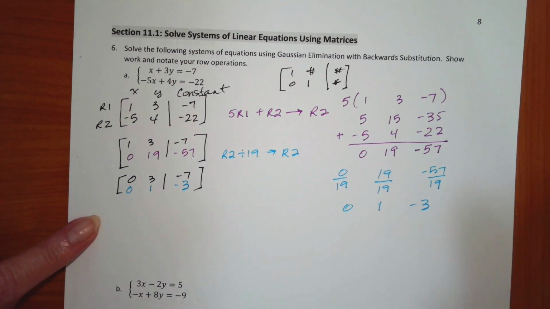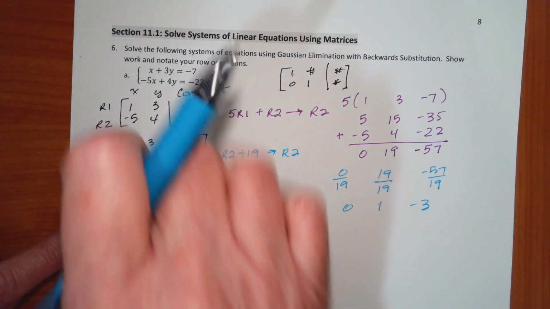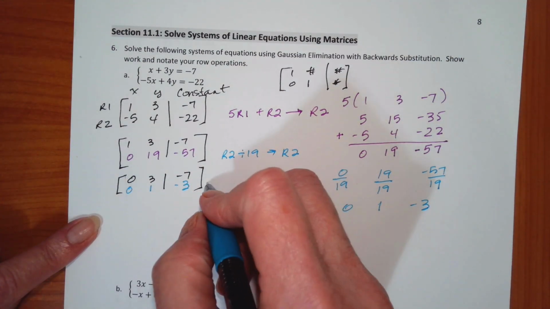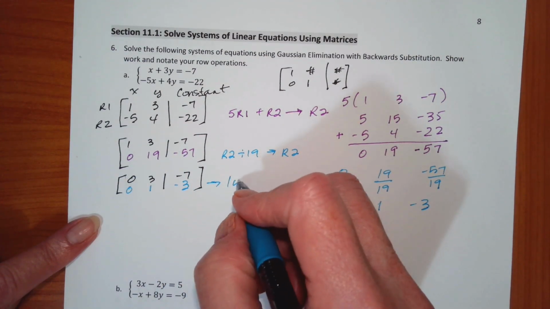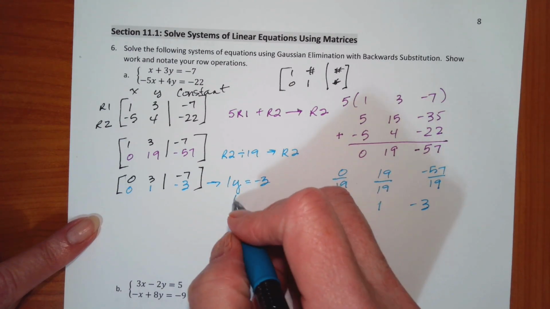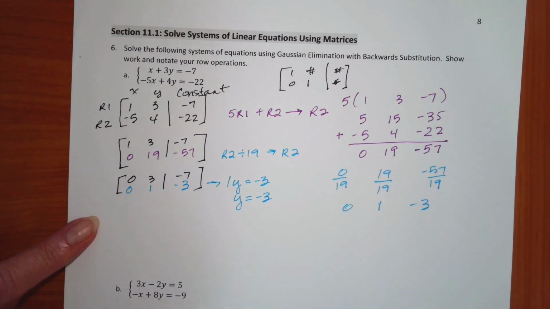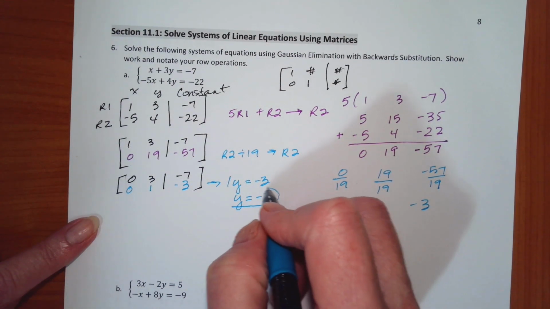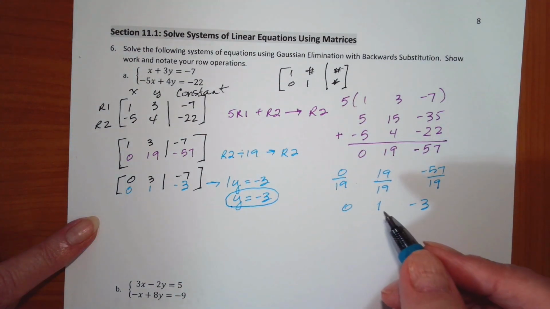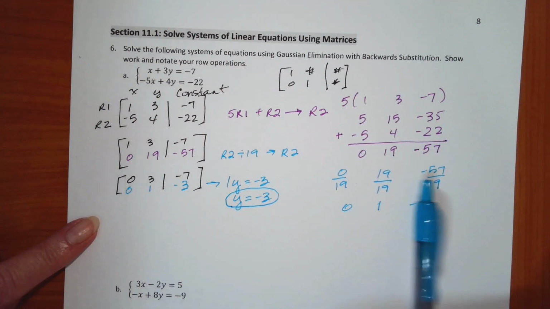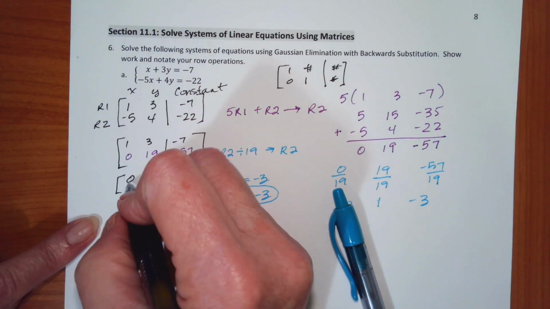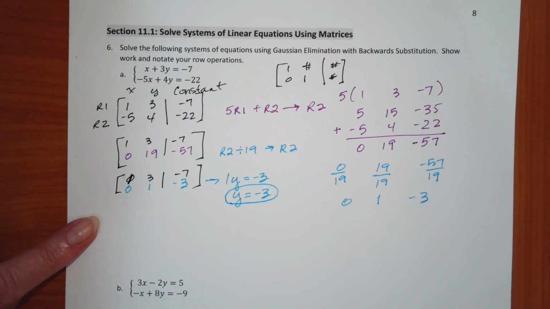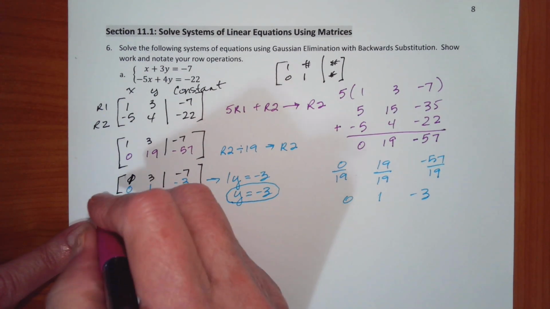Okay, of course, this is why it's important to remember that these are coefficients of x's, these are y's, and these are the constants. So this row tells me that 1y is equal to -3, or just y is equal to -3. Now, this is where backward substitution comes in. If I know y is -3, then I can plug that into this row.